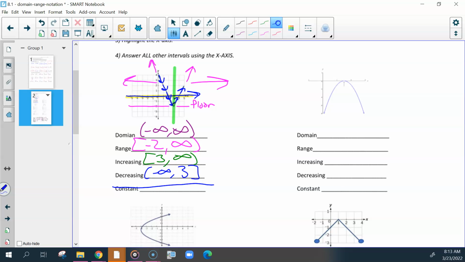So for increasing, we see that this starts at this line and then starts to go up. Your y values start to go up, and you're looking at your x values. So at 3, it starts to increase. For decreasing, it's decreasing all the way from negative infinity until it gets to this point. Then it changes direction.